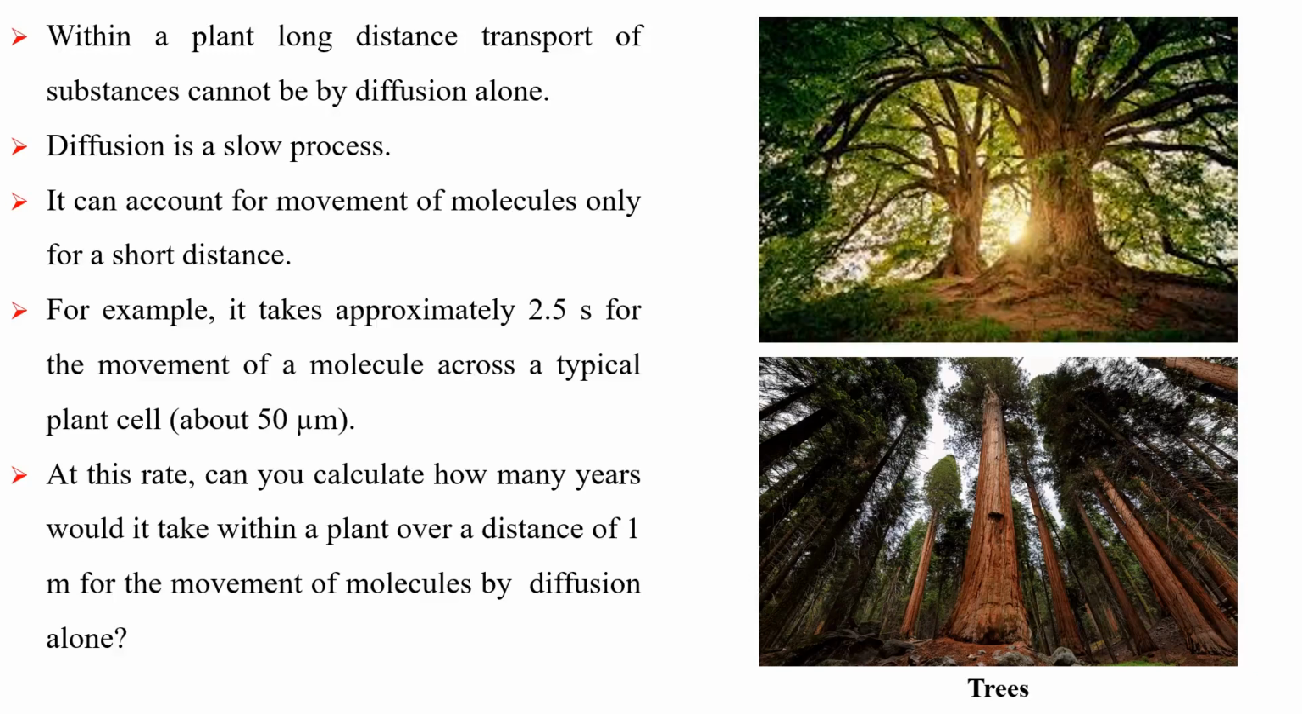Within a plant, long-distance transport of substances cannot be by diffusion alone. Diffusion is a slow process. It can account for movement of molecules only for a short distance. For example, it takes approximately 2.5 seconds for the movement of a molecule across a typical plant cell. At this rate, can you calculate how many years would it take within a plant over a distance of 1 meter for the movement of molecules by diffusion alone?